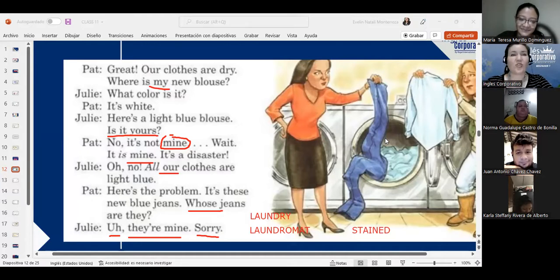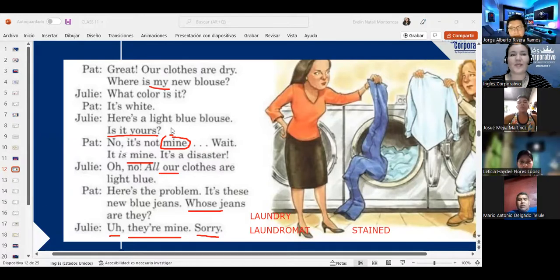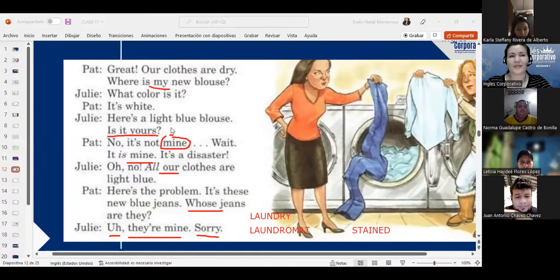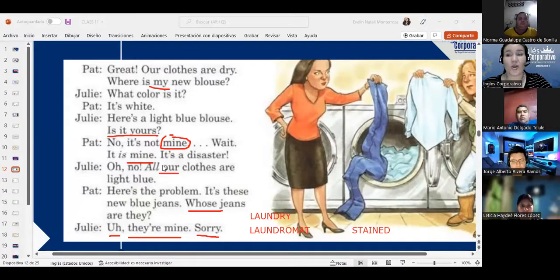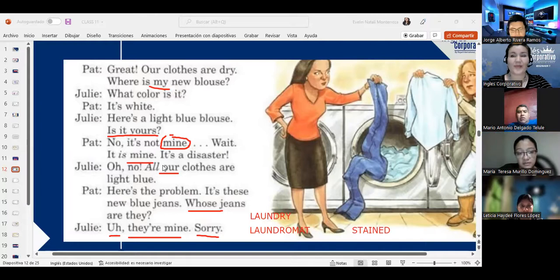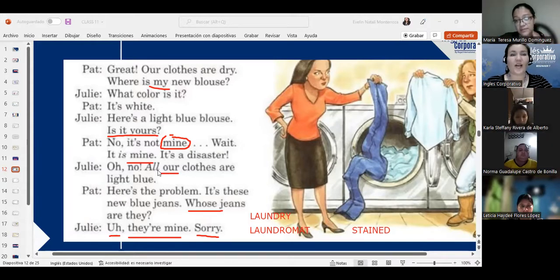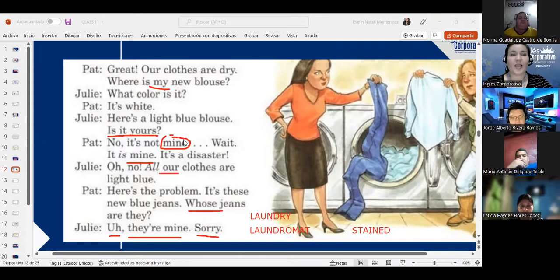In matters of pronunciation, when you say, here's a light blue blouse. Is it yours? You don't say "it is yours," you say, is it yours? Acuérdense que en la pregunta va primero el verbo, después el sujeto y después el complemento. Is it yours? All our clothes are light blue.